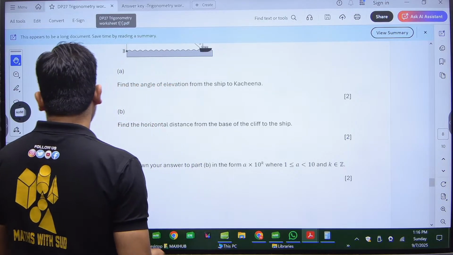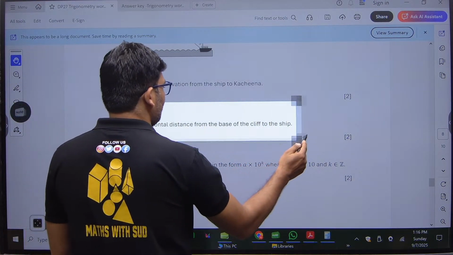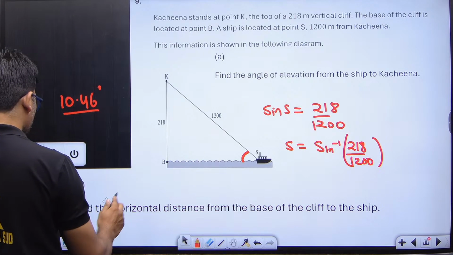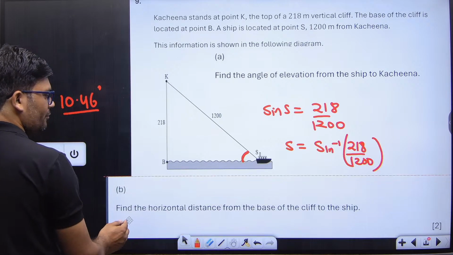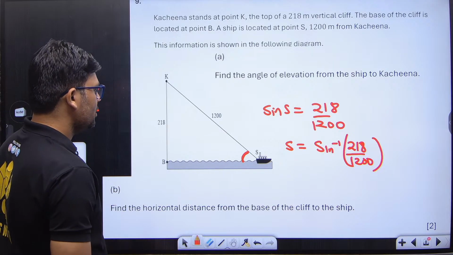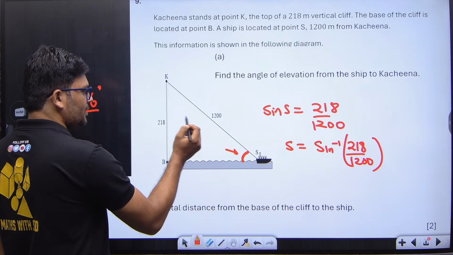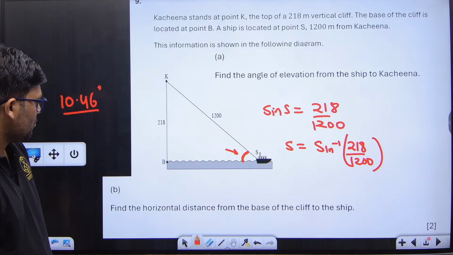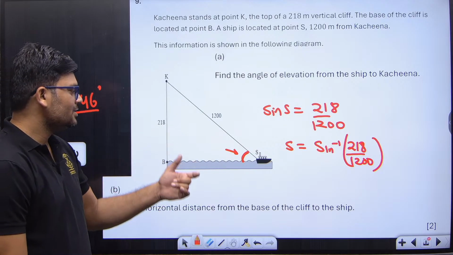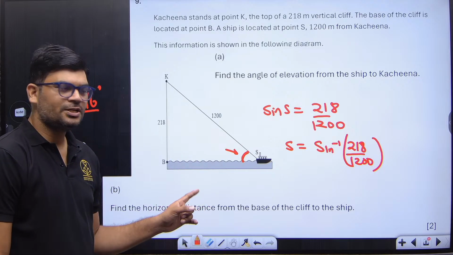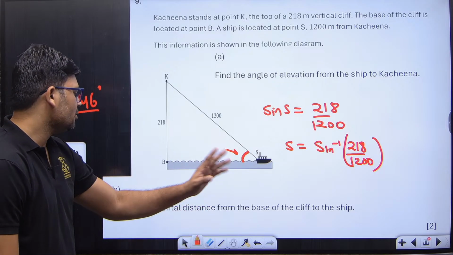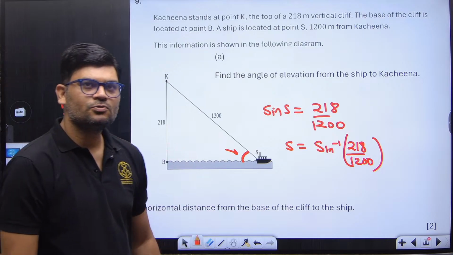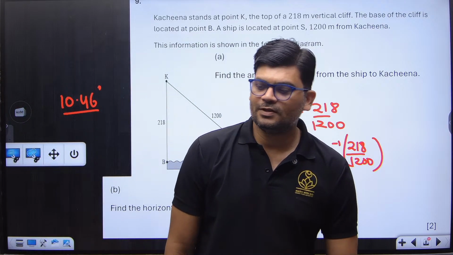Find the horizontal distance from the base of the cliff to the ship. This you can find using the sine rule. Now that you have one angle and two sides given, can you also just use the normal h squared equals p squared plus b squared? Yeah, I think that is the best way. Use the Pythagoras triplet to find the horizontal distance from the base of the cliff to the ship. Find 1200 squared minus 218 squared and find the square root of that number.